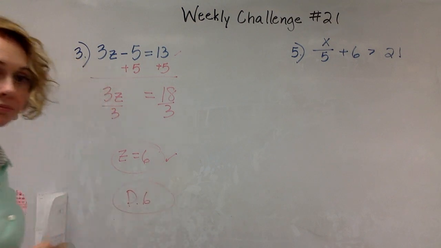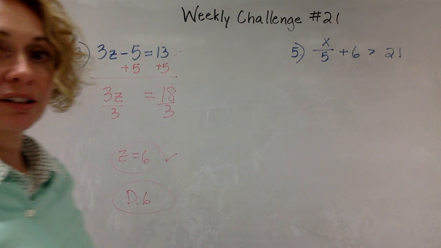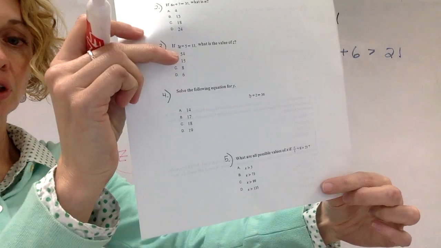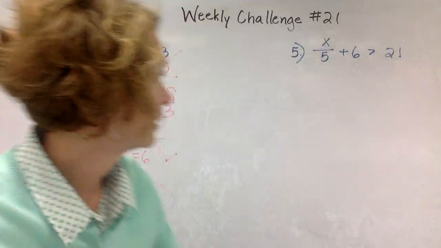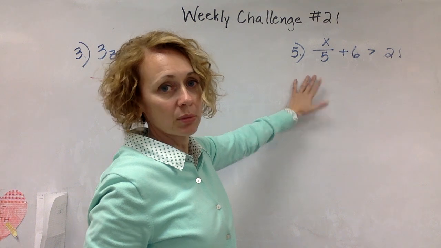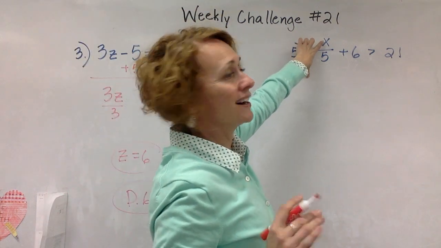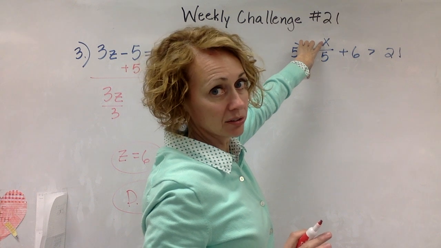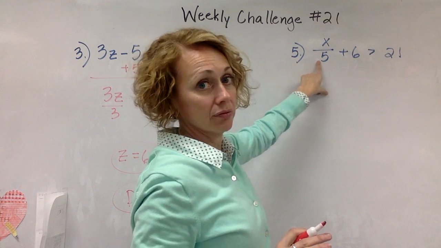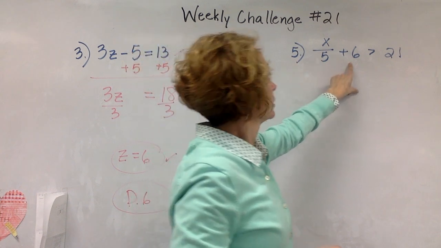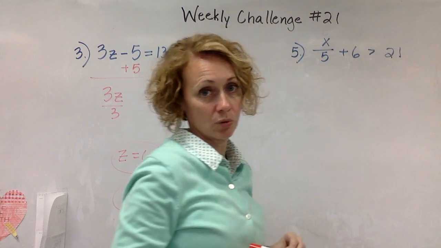6. All right, let's look at number 5. Number 5 is on the front. I've got it written up here on my board, which is an inequality. Remember, if I read this aloud, I'd want you to be thinking, what values for x, when I divide them by 5 and add 6, would be greater than 21?